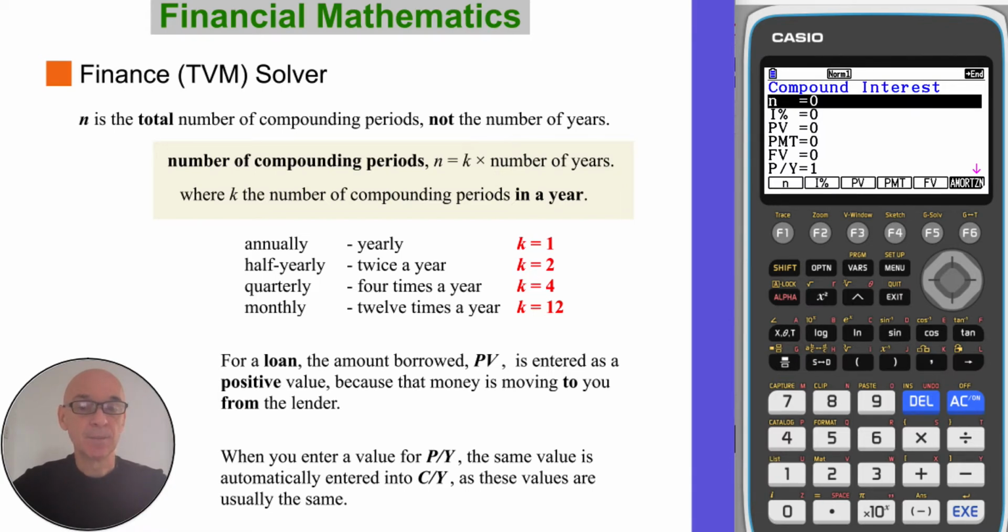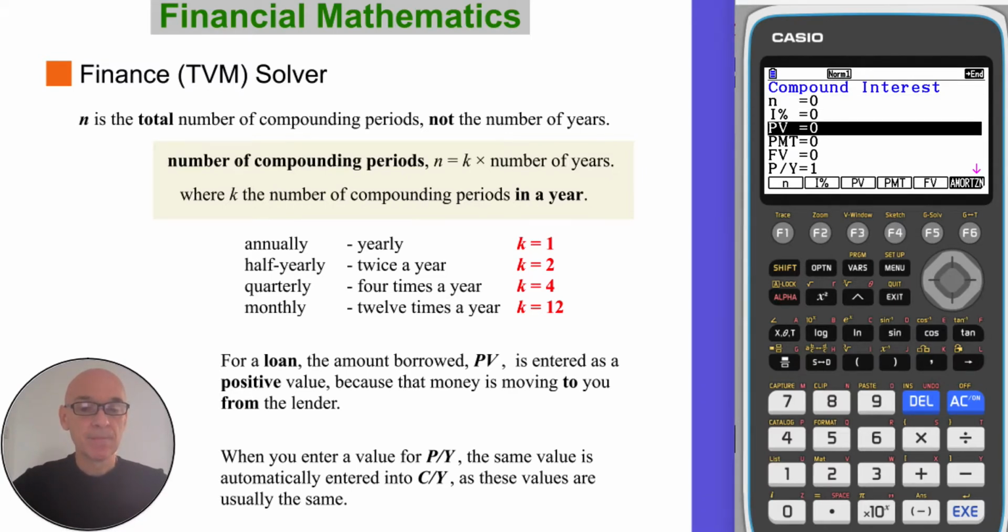N is the total number of compounding periods, not the number of years. To find the number of compounding periods, you multiply the number of years by k, where k is the number of compounding periods in a year. If the interest is compounded annually or yearly, then k is equal to 1. If the interest is compounded half yearly, that's twice a year, then k is equal to 2. If the interest is compounded quarterly, 4 times a year, then k is equal to 4. And if the interest is compounded monthly, that's 12 times a year, then k is equal to 12.